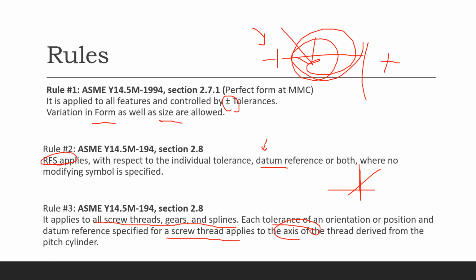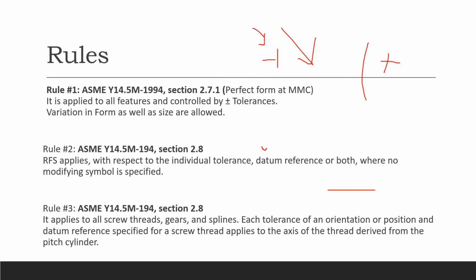So anyway, right now, all you have to understand is we have 3 rules in geometric tolerancing, and that they are controlled by the ASME group. If you're not familiar with ASME, that's just the American Society of Mechanical Engineers.